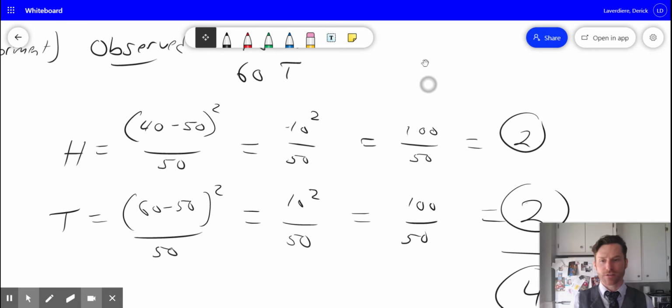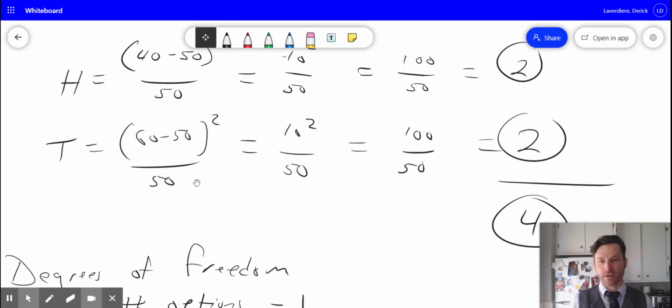So I got my equations set up here. For my heads, I observed that I got 40 heads, minus the 50 that I expected through math, squared. 40 minus 50 is negative 10, and then it's over the expected, 50. So I have negative 10 squared over 50, which is 100 over 50. I have 2. So my value for this particular equation is 2.